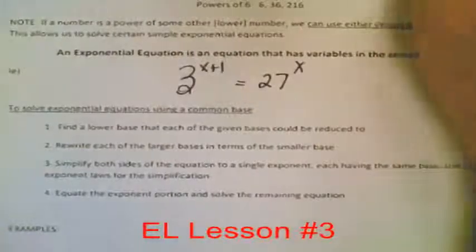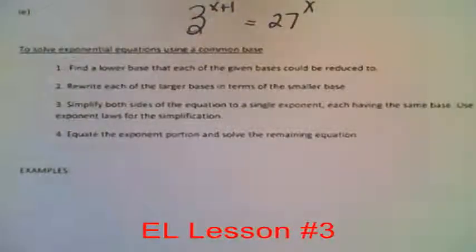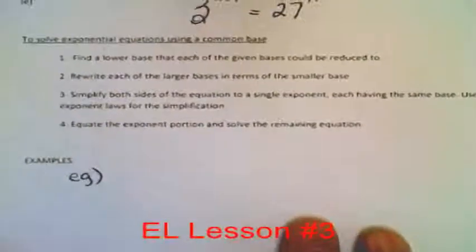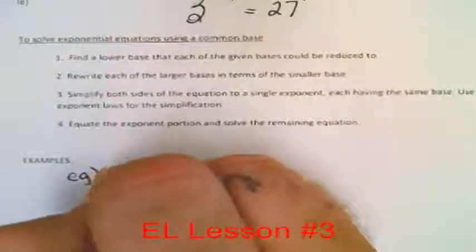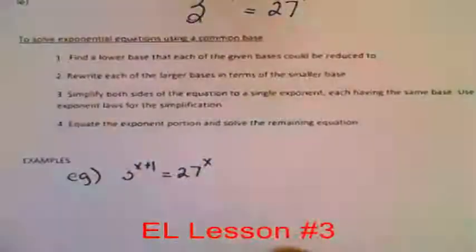Nonetheless, once you get the common base, then you just solve what's left. Now I'm going to solve this one here just really quickly to show you what I mean. So for example, you've got this 3 to the power of x plus 1 equals 27 to the power of x.